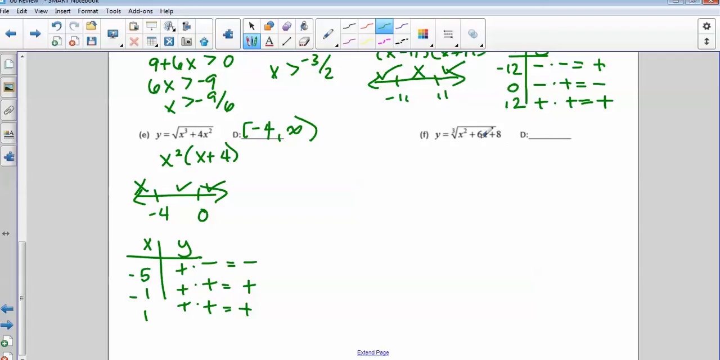And the last set is a cube root. Remember that a cube root function is defined for all real numbers, so my domain is negative infinity to infinity, regardless of what's underneath it.